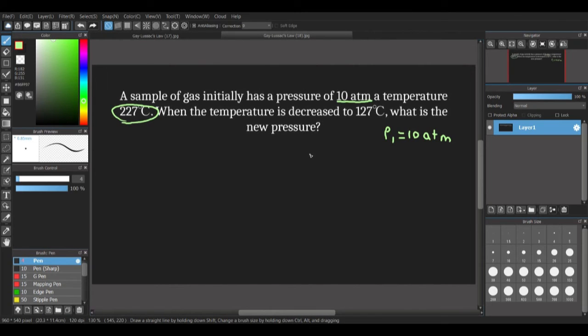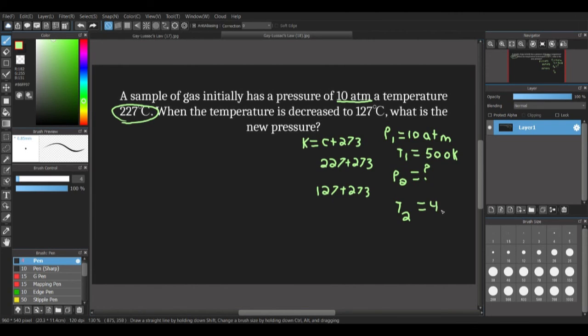But we have a problem, because to use our gas law equation, all of our temperatures have to be in Kelvin. So we're going to use the formula Kelvin equals Celsius plus 273 to get our value in Kelvin. So we're going to plug in 227 and add it to 273 to get that our initial temperature is equal to 500 Kelvin. We don't know what our new pressure, or P2, is, as that is what we are solving for. And then we also need to find T2 in Kelvin, because we are told it in Celsius. So we're going to do 127 plus 273 to give us that the new temperature is 400 Kelvin.